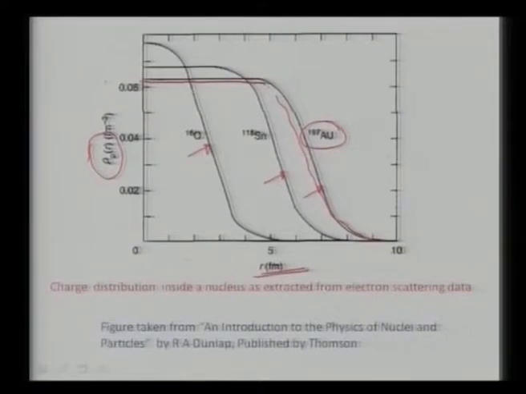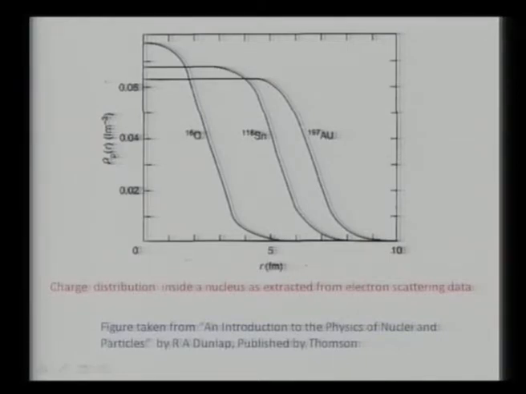Similarly, for tin 118, you can see a graph here, from the center it is constant up to some distance, and then it starts falling and goes like this. Similarly, for oxygen 16, you can see it goes like this and then it falls. So, what do you see from these figures? From these figures you can see that the nuclear charge density or proton density is constant from the center of the nucleus up to some point, and then it decreases.